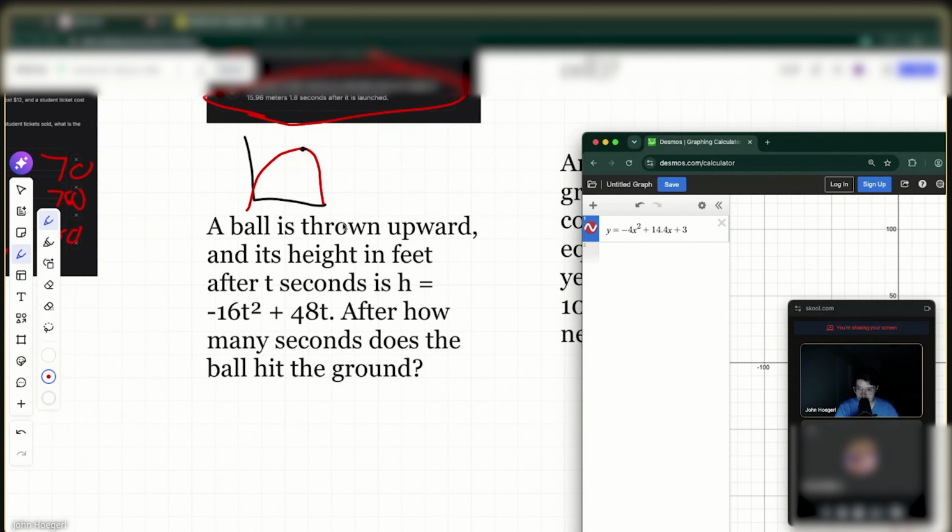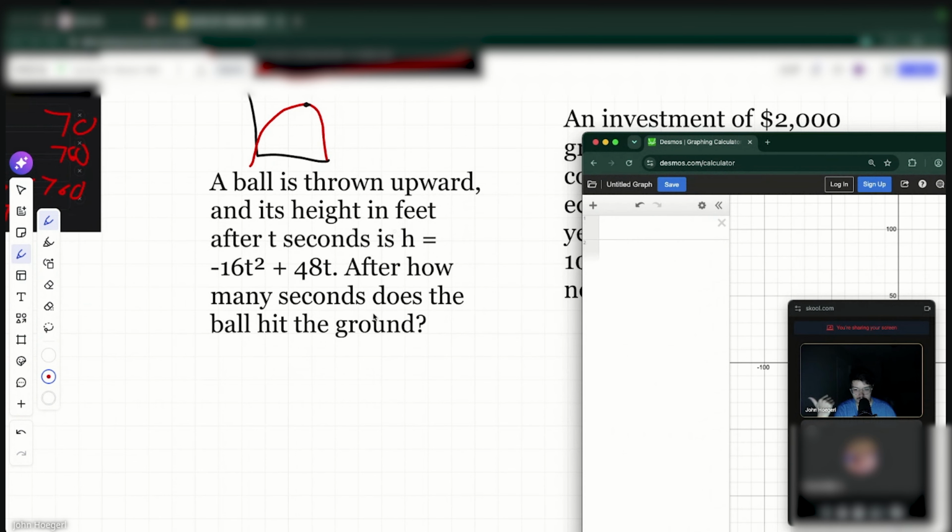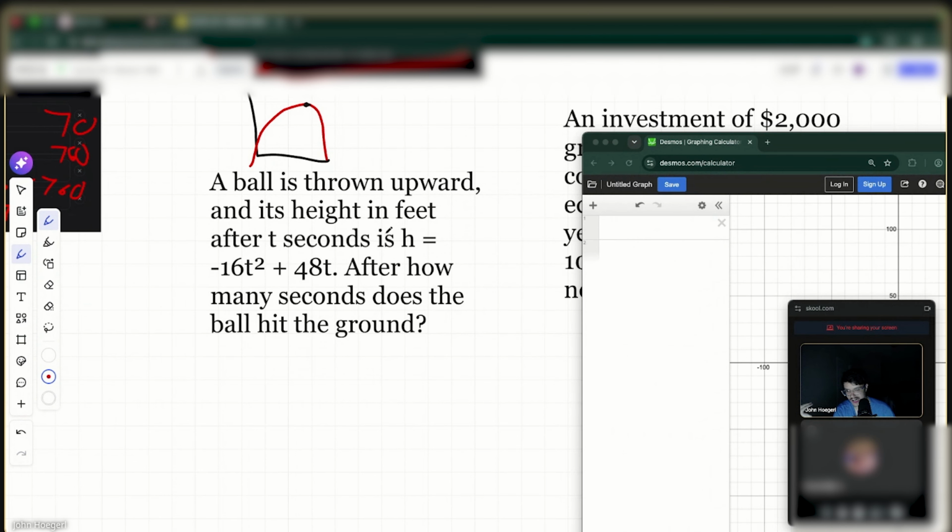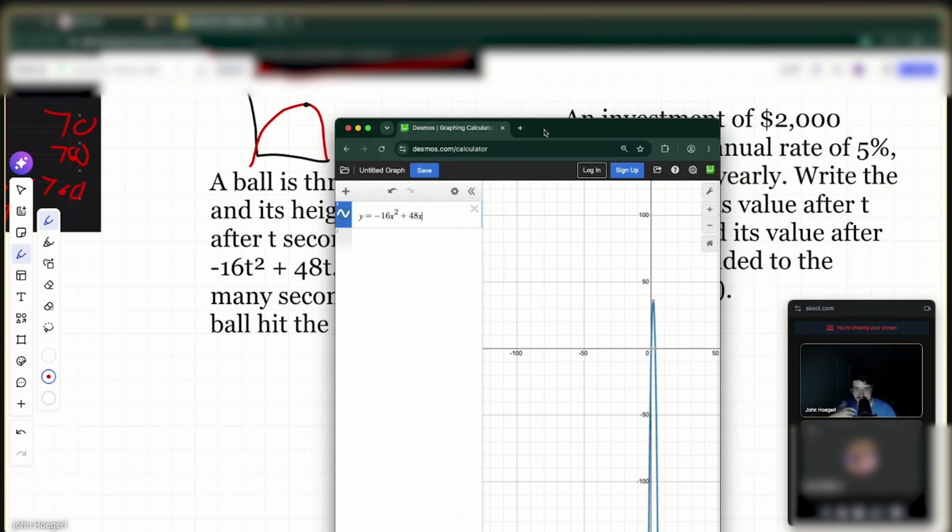All right, here's an example of a ball being thrown. It's thrown upward and the height is this. After how many seconds does the ball hit the ground? So we're just seeing how many seconds until it hits the ground. Not really too much other information, pretty simple here. So I'll just go ahead and write it in. You say y is equal to negative 16x squared plus 48x. I'm just replacing t with x in case it wasn't already obvious.